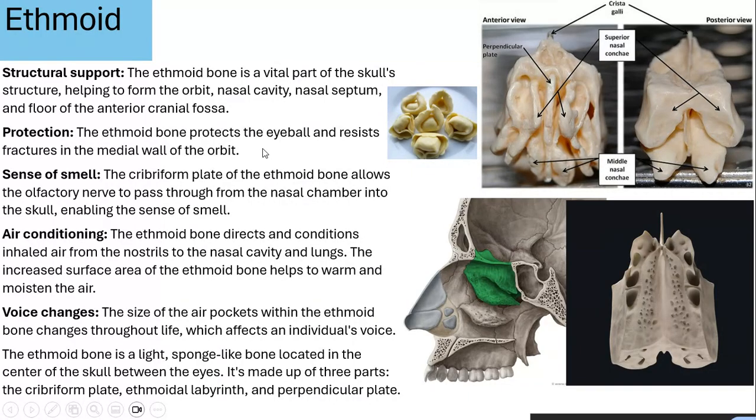Protection: ethmoid bone protects the eyeball and resists fractures in the medial wall of the orbit. Sense of smell: the cribriform plate of the ethmoid bone allows the olfactory nerve to pass through from the nasal chamber into the skull, enabling the sense of smell. All right, so the cribriform plate of the ethmoid bone allows the olfactory nerves.